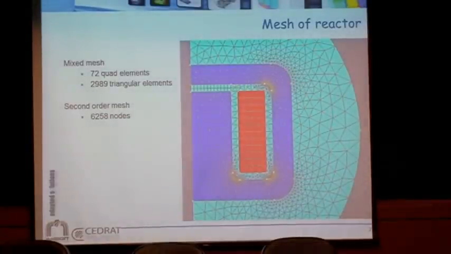Because we do finite elements, let's talk about the elements. This is meshed in a slightly different way because I want a very good computation of the linkage flux. So I put quadratic elements, if you remember. Quadratic elements lead to a better computation because they are second order elements, so we have 8 or 9 nodes in an element. Inside the air gap we also put some quadratic elements. At the end we have 72 quad elements, right there and here, and about 3,000 triangular elements. So it's a very small problem and you will see that it solves very fast. We end up with 66,258 nodes. As I said, not very big.